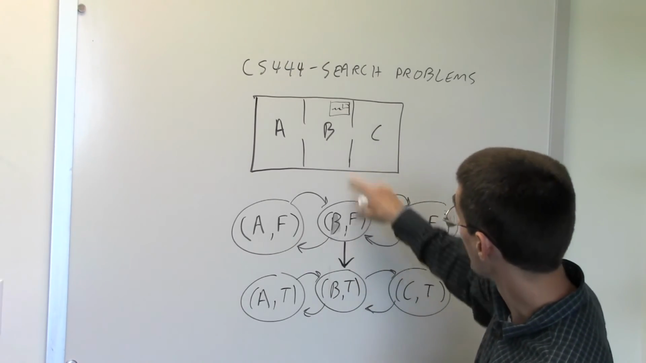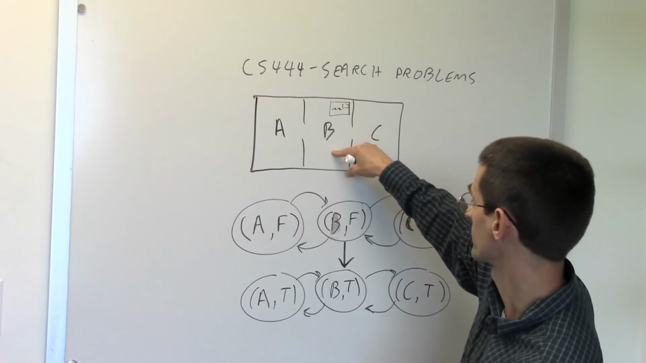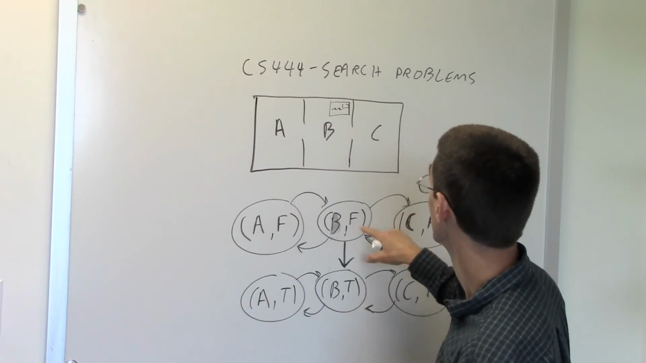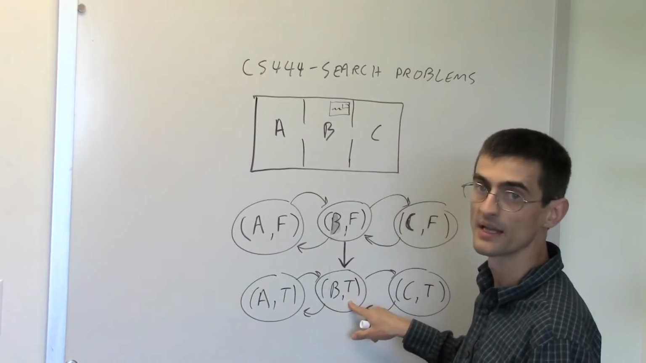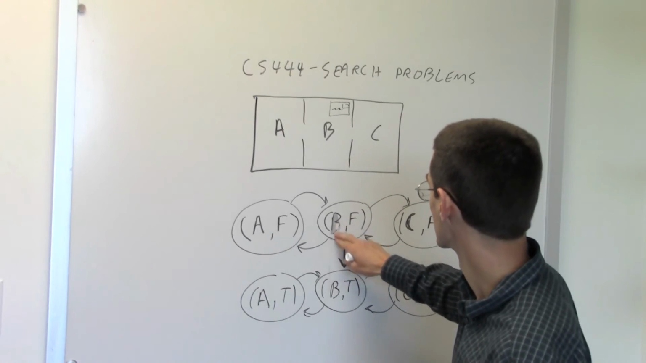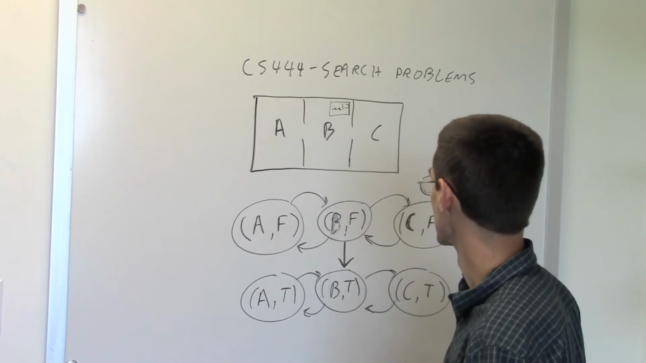So this means that when in room B, the agent actually has 3 actions available to him. He can move to room A, he can move to room C, or he can stay where he is and pick up that letter. So this is now a complete graph that represents our new, slightly more complicated version of the problem.